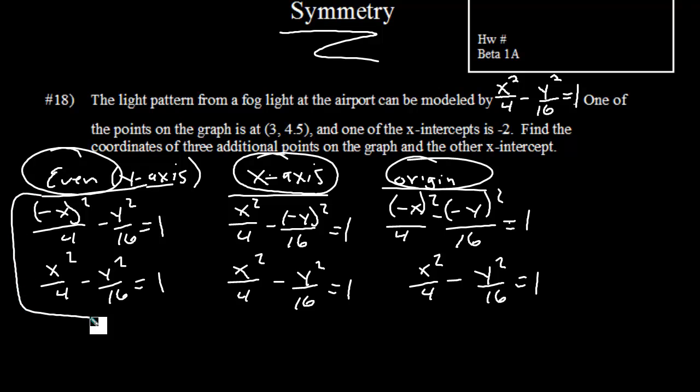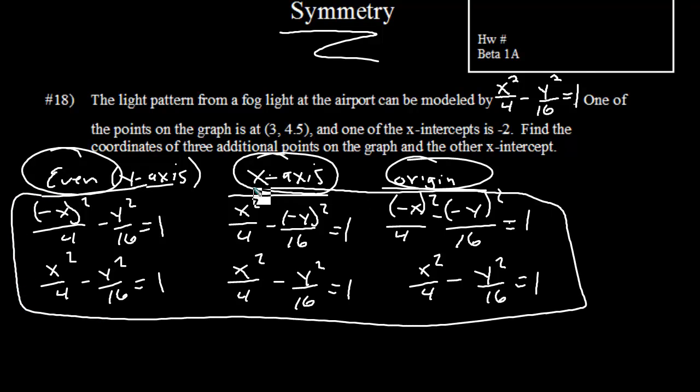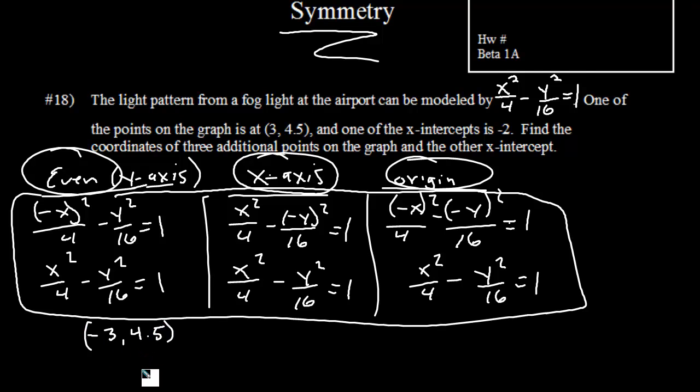Now, once you have that done, and we now do have that done, how can you use this to find other points? Well, if it's symmetric with respect to the y-axis, that means I can just change the sign of the x value. So this point 3, 4.5, if I change the sign of the x value, it's negative 3, 4.5. That point must be on my graph. My x-intercept was negative 2. If I change the sign of the x value, it's positive 2. That's my other x-intercept.